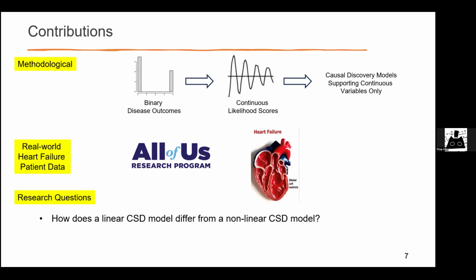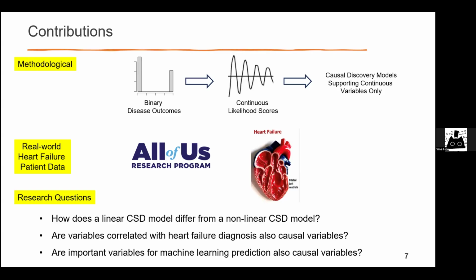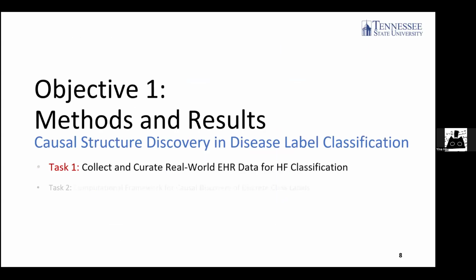And at the end, our study answered the following three research questions. First, how does a linear CSD model differ from a nonlinear CSD model? Second, are variables correlated with heart failure diagnosis also causal variables? And the last question is, are important variables from machine learning prediction also causal variables? With these questions, let's move to objective one on causal structure discovery in disease label classification.